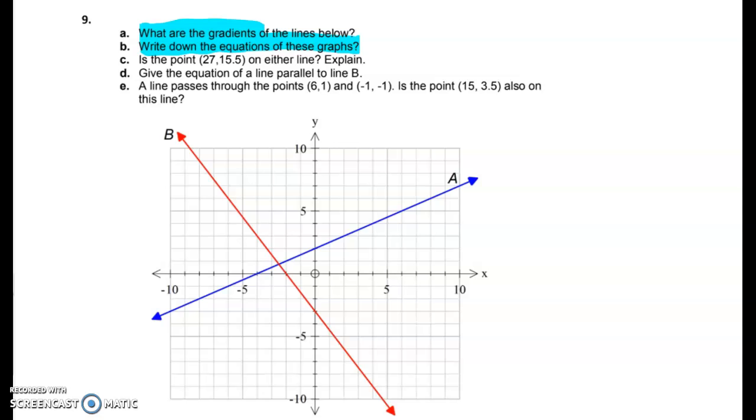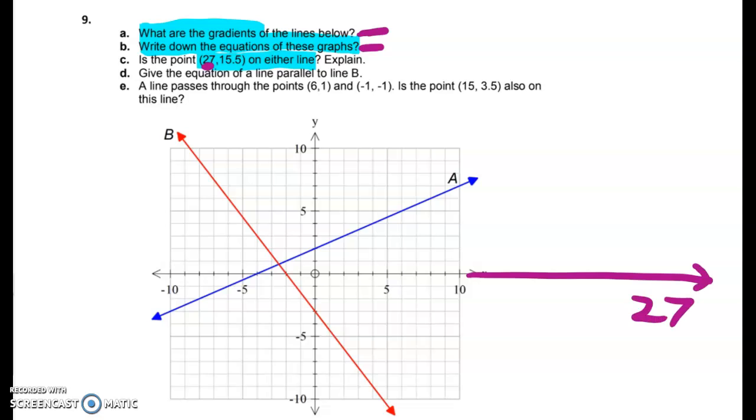Next we have to see whether a particular point is on either line. So to do this, we're going to take the equations that we got in here, and we're going to substitute this x value into those equations and see what the y value is, right? So we're going to say if x is 27, which would be all the way out here, what would the y value be? And we're not going to do that by using a ruler and drawing it. We're going to do it by using algebra in our brains.